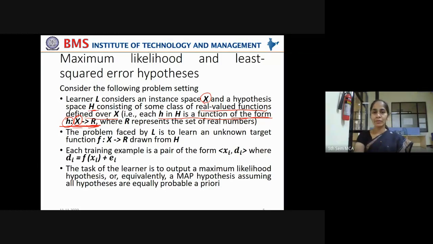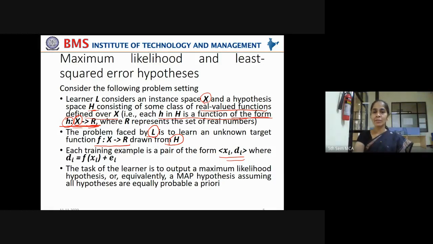Now the problem faced by the learner, that is the algorithm: what does it have to learn? To learn an unknown target function f such that X maps to R, drawn from the hypothesis space. Even this is a hypothesis. Any target function should come from the hypothesis space H. Now each training example is a pair of the form. Though there are many mathematical notations, they are straightforward. Do not get confused. Just understand what that notation stands for. It will be easy for you to present in the exams.